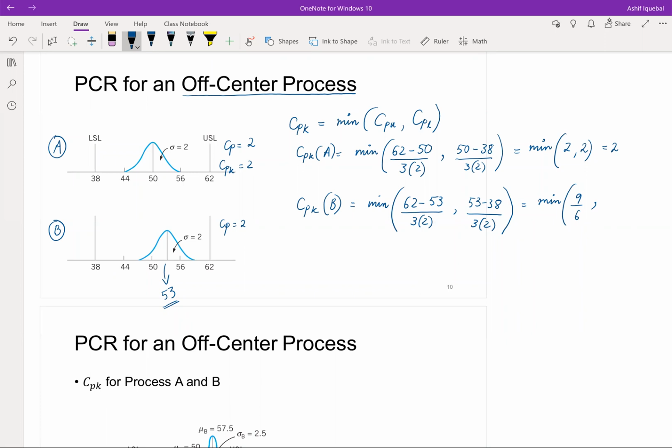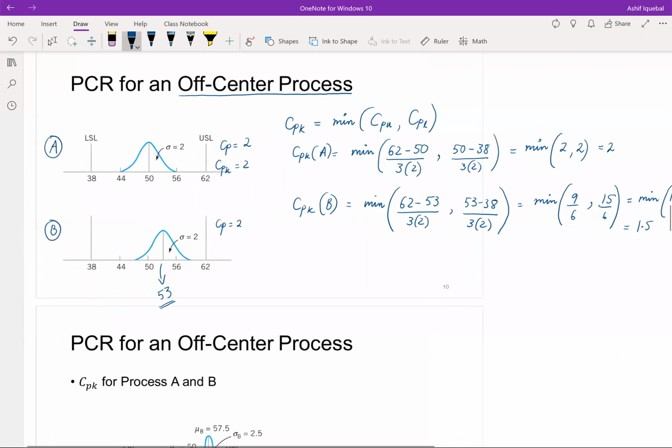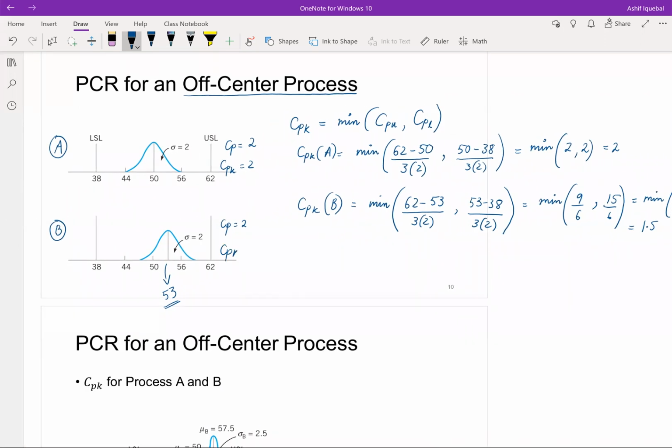I think this is, whoa, 24? No, this is 15. This is 15 by 6, right? So this gives us minimum of 1.5, comma 2.5, which is equal to 1.5. Now this makes sense. We expected the process capability ratio to be less than 2, right? Because there is a shift in the process mean. So CPK in this case is 1.5.